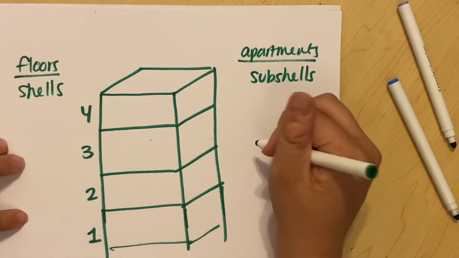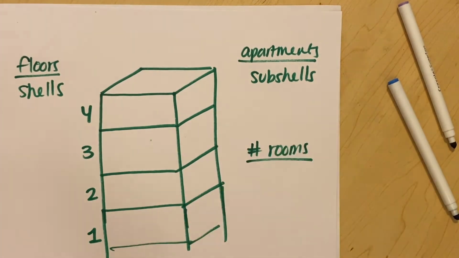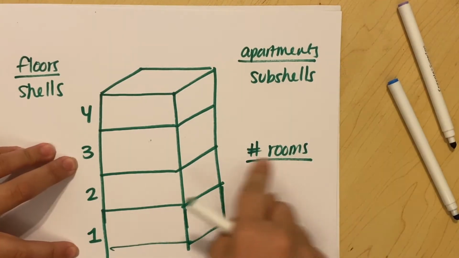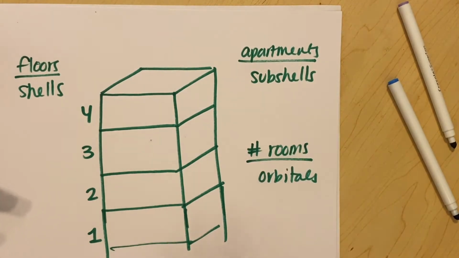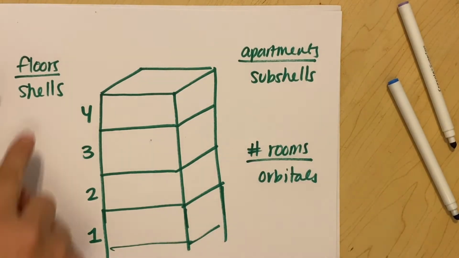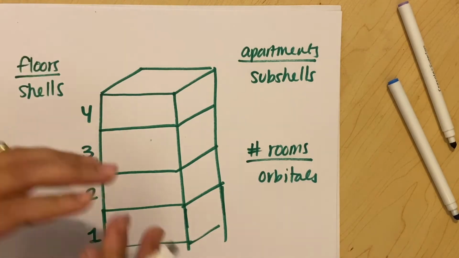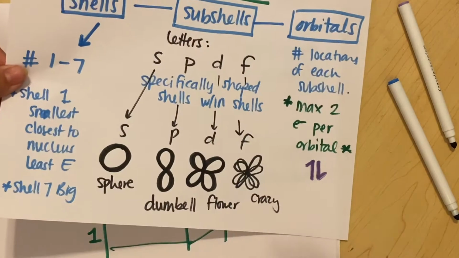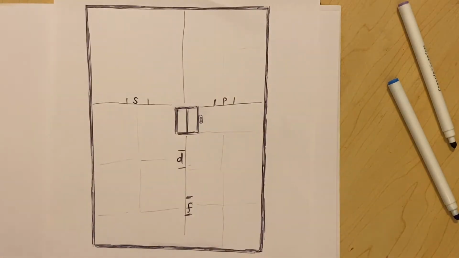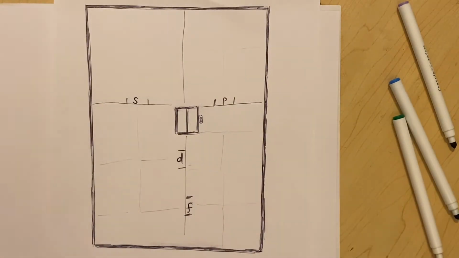And then within each apartment, I'm going to have a number of rooms, and the number of rooms within each apartment is going to be like my orbitals. If you can keep this analogy in mind, hopefully that will help you conceptualize what we are talking about when we're talking about electron configuration. I attempted to draw this out, so we'll see if this helps.